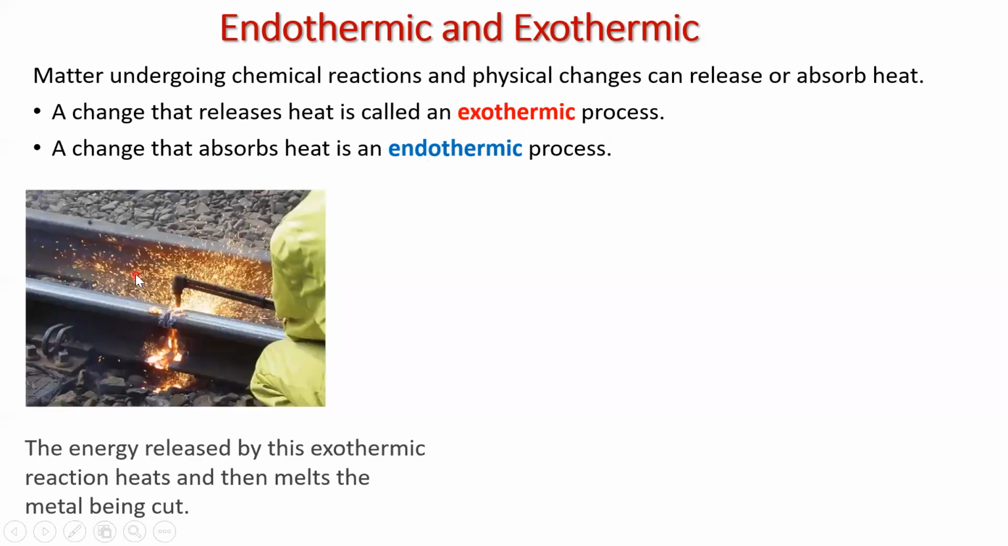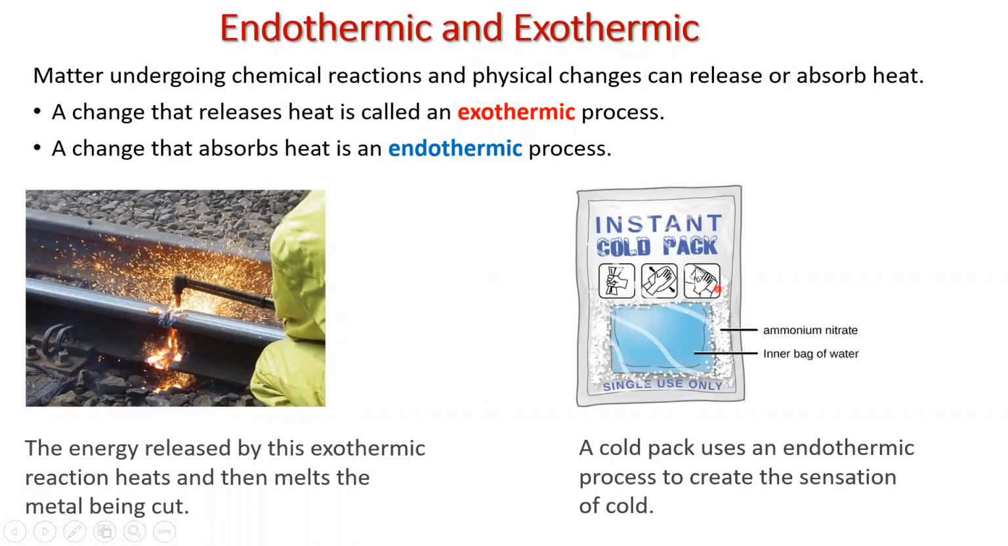So if we were to look at an example of an exothermic reaction, here we have our blowtorch, which is giving off energy. So that's an exothermic process. And the energy that's being given off during that exothermic process is being used to melt the metal so that it can be cut. If we talk about cold packs, you have them maybe in a first aid kit, cold packs are an example of an endothermic process.